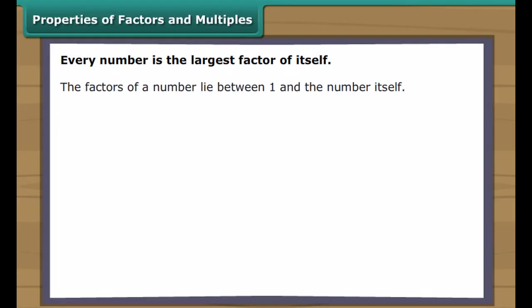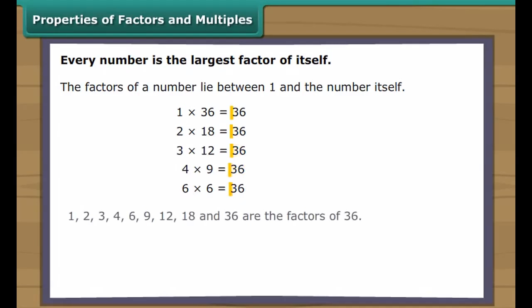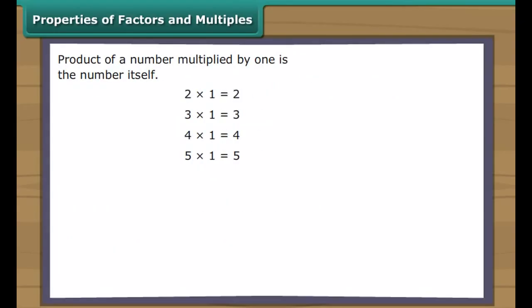The factors of a number lie between 1 and the number itself. For example, let us look at the factors of 36. 1, 2, 3, 4, 6, 9, 12, 18 and 36 are the factors of 36. Therefore, the factors of a number are countable and hence finite. Product of a number multiplied by 1 is the number itself.